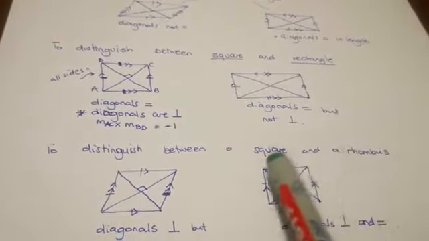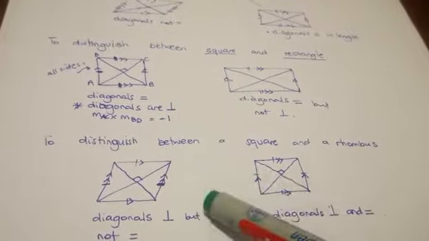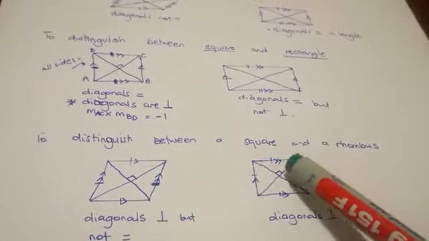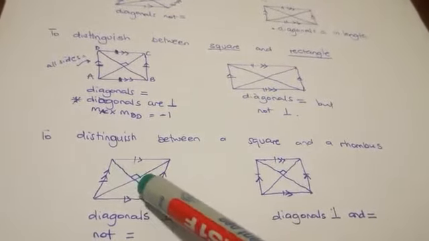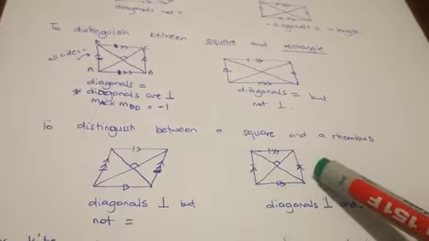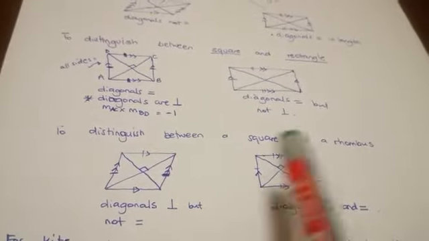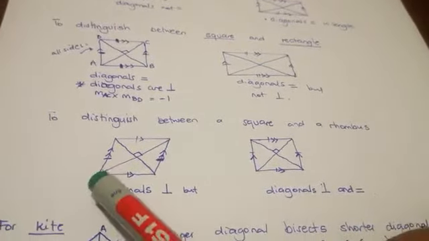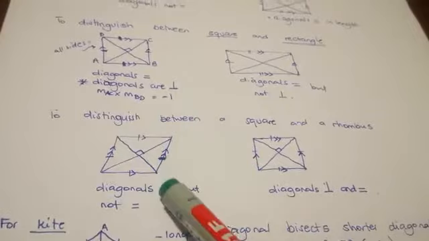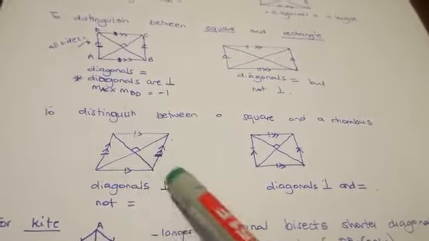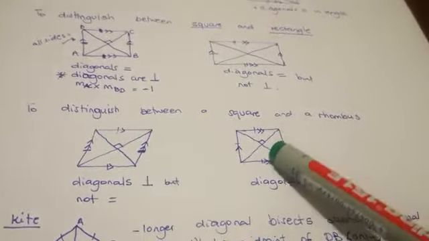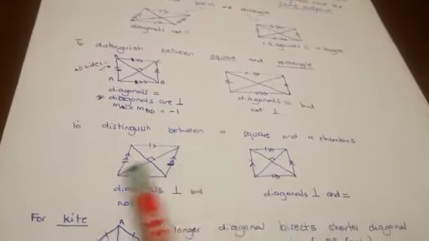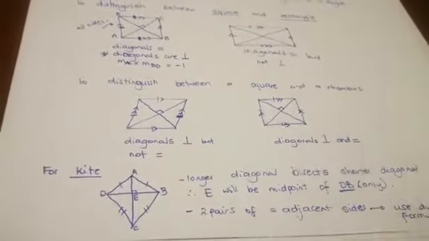Now, distinguishing between a square and a rhombus. A square and a rhombus have all sides equal. They also have diagonals that bisect each other and meet at 90 degrees, so they are perpendicular. The only difference between a square and a rhombus is that the diagonals of a rhombus are not equal, so this one is longer than that one, while in a square the diagonals are equal. So you have to know all these differences if you are asked to distinguish between the shapes.